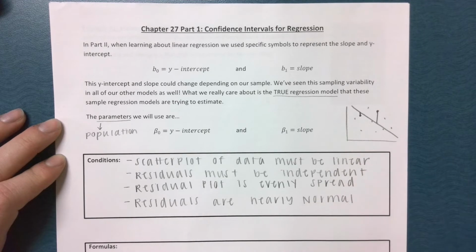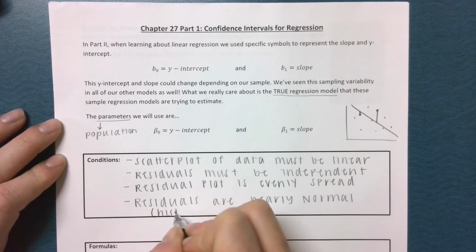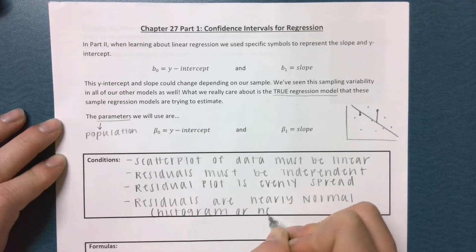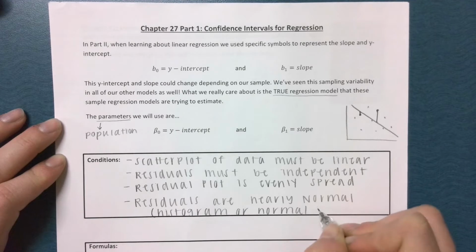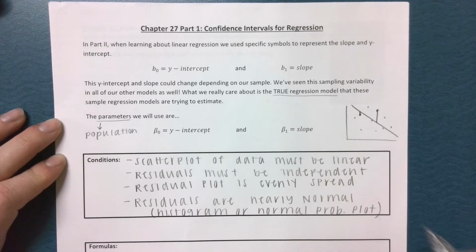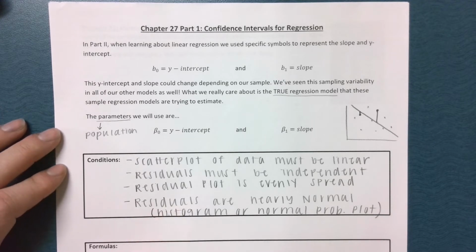To check if those residuals are nearly normal, we have 2 options. We can either make a histogram or we can make a normal probability plot. We're going to end up using t-scores again here, and in order to use a t-score, I need to make sure my data is normal, so we check that normality by looking at my residuals.